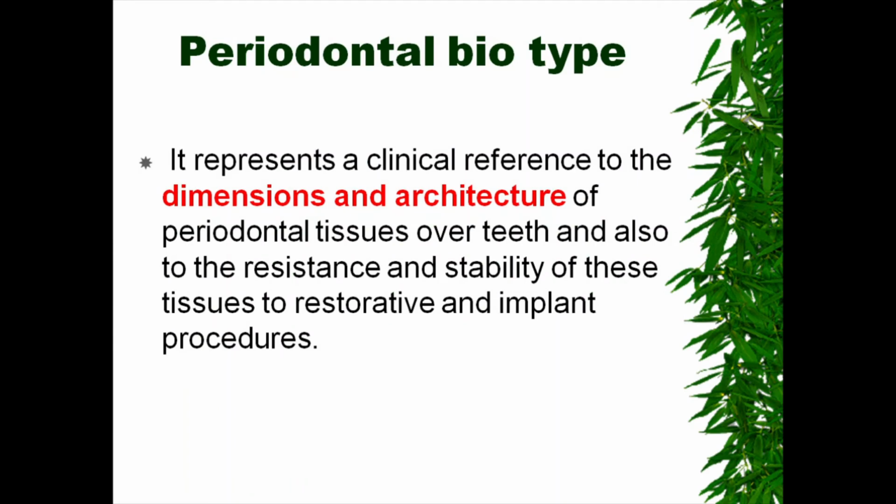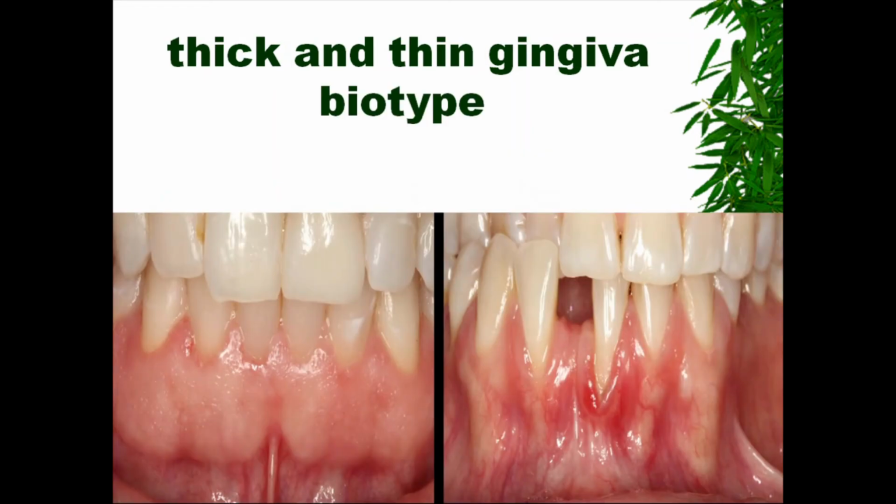Periodontal biotype represents a clinical reference to the dimensions and architecture of periodontal tissues over teeth, and also to the resistance and stability of these tissues to restorative and implant procedures. Now we will be discussing the dimensions and architecture of the gingival tissues. In this we have a thick gingival biotype and a thin gingival biotype. So let us see the various differences.